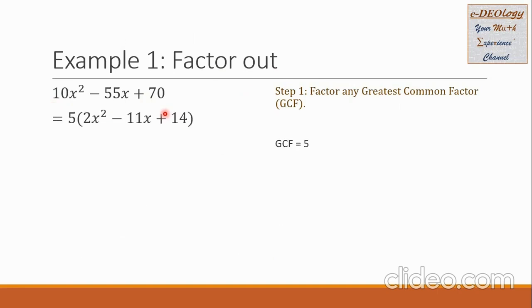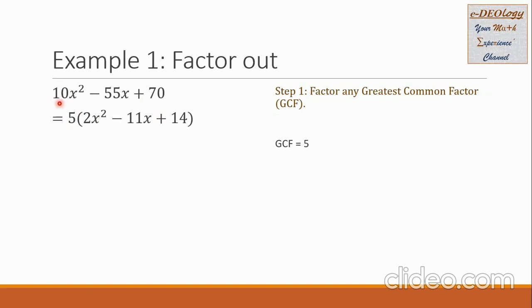Let us have example 1. Let us factor out 10x squared minus 55x plus 70. Step 1 says, let us factor any greatest common factor. For this trinomial, we can see that there is a common factor of 5. So we can factor out that number 5.